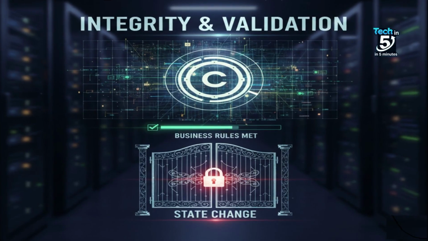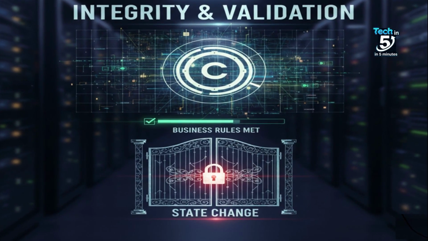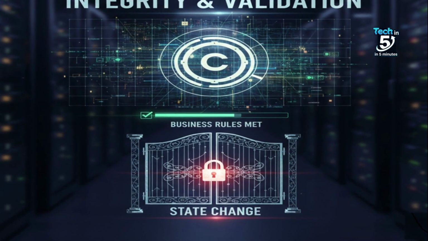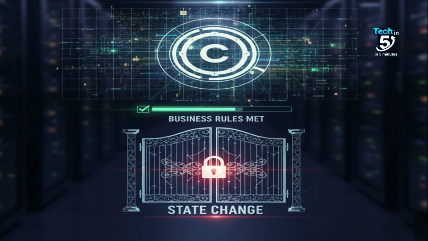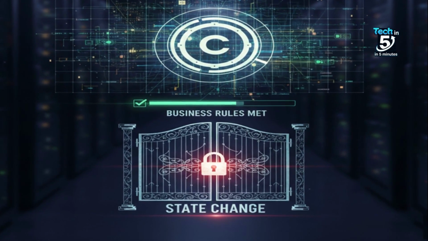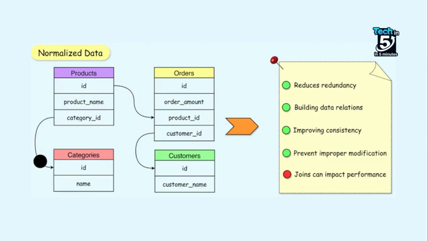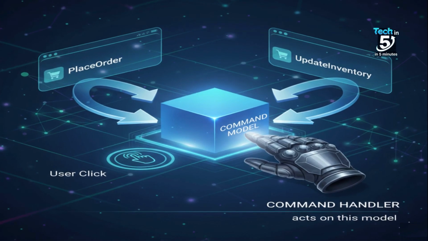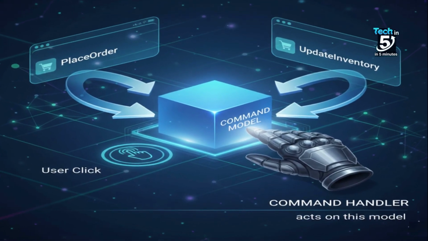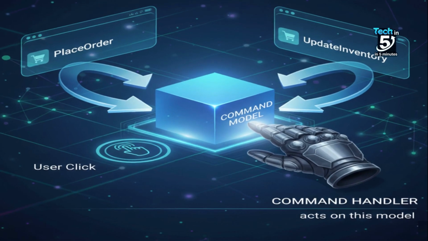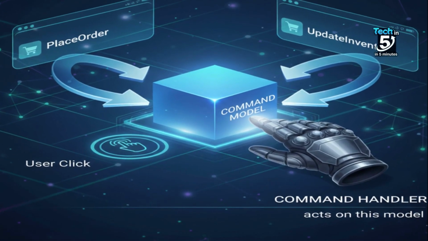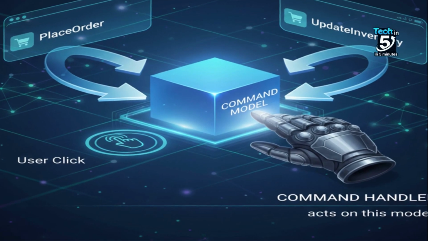The command side is focused entirely on integrity and validation. Its job is to ensure all business rules are met before any state change happens. The write model is designed for transactional integrity and is highly normalized. It uses many tables and foreign keys to prevent data redundancy and ensure ACID properties. This model focuses on what the system can do. The verbs: place order or update inventory. When a user clicks, the command handler acts on this model.